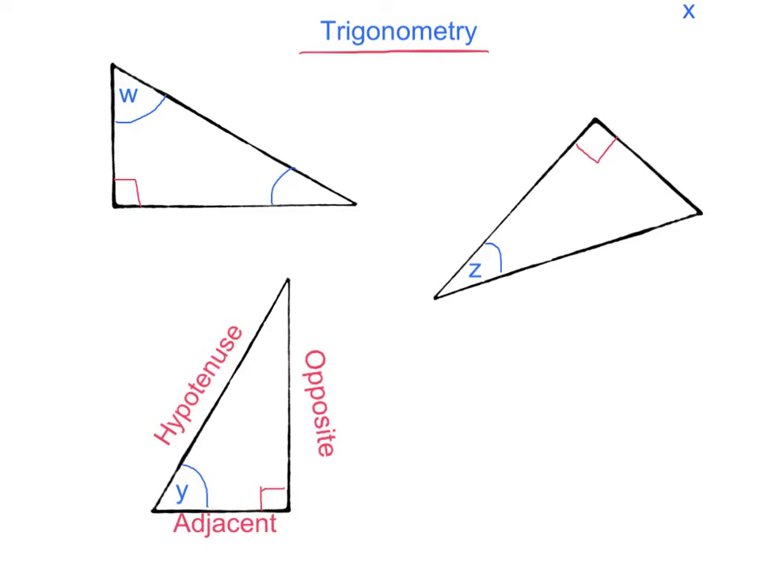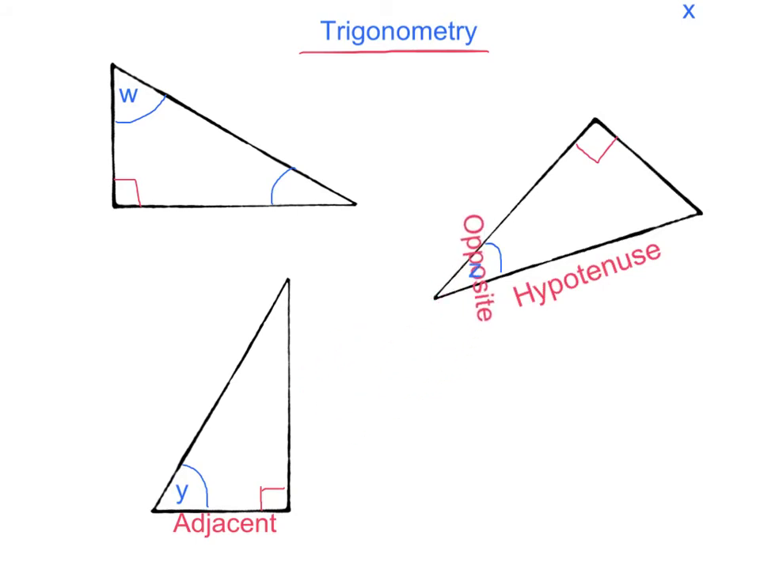Okay, and for the triangle with angle Z in it, again the hypotenuse is always the easiest to find because it's always across from the right angle. So there's the hypotenuse. We're talking about angle Z, so the opposite side to angle Z is this one over here, and the adjacent side is the one that's left, and it's also the one that's next to the angle Z.